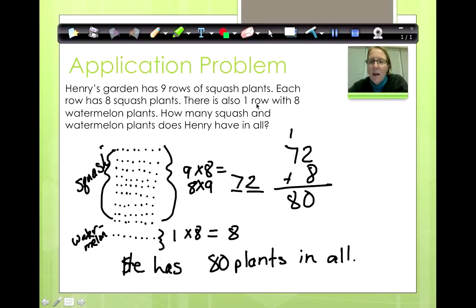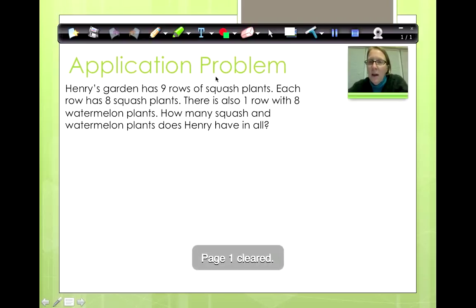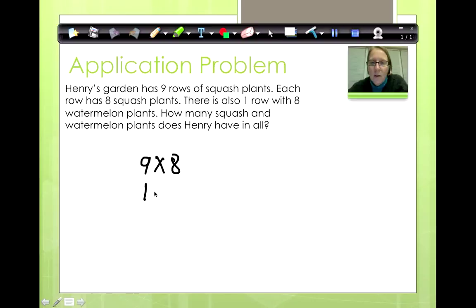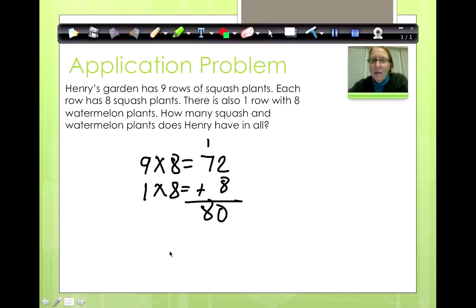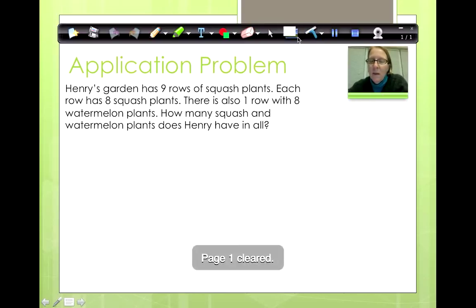Make sure it starts with a capital, and it's in a period, and it's a true sentence. Now, if you decided not to do the array, you could have done this another way. Knowing that this is a multiplication sentence, you could do 9 times 8, and you could do your 1 times 8. 9 times 8 is 72. We know 1 times 8 is 8. Then add them up. What do we have? The same thing. And then you would write your statement. Henry has 80 plants in all. Okay. Either way is correct.